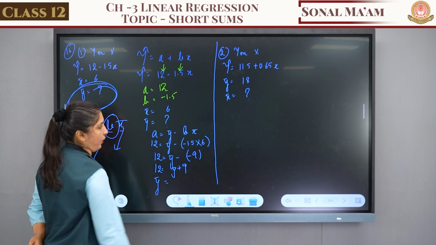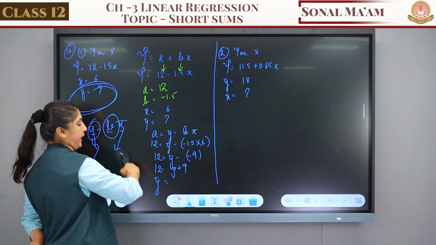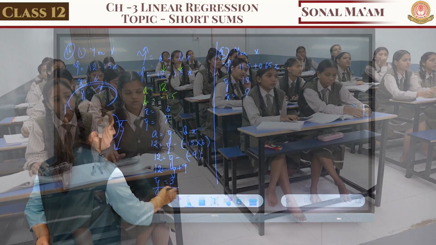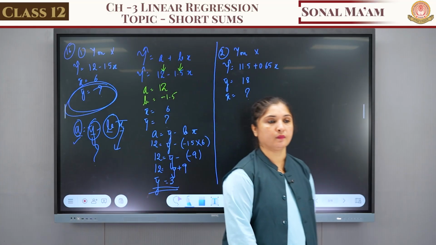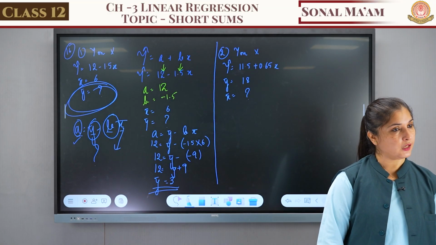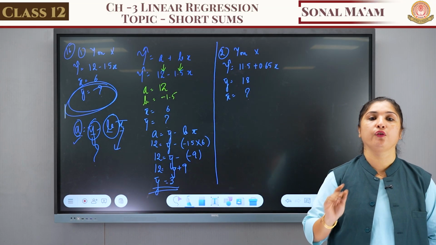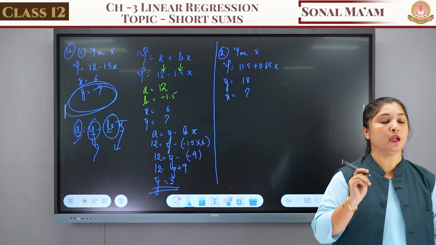Okay, now what is missing? We are missing y bar. How to find 12 minus 9? That comes to y bar is 3. Wasn't it easy? Yes, you have to go by the flow. You can understand it very easily.